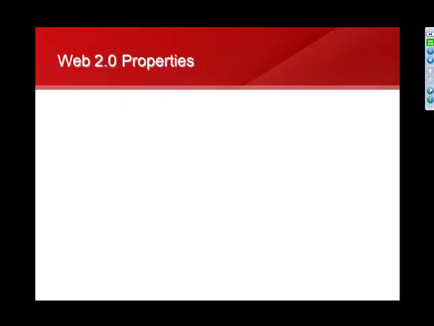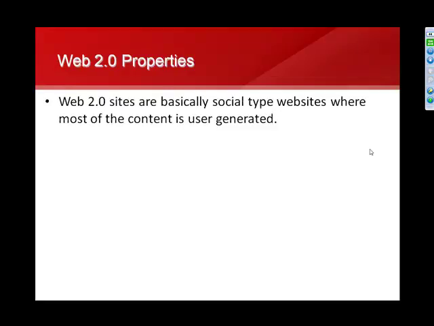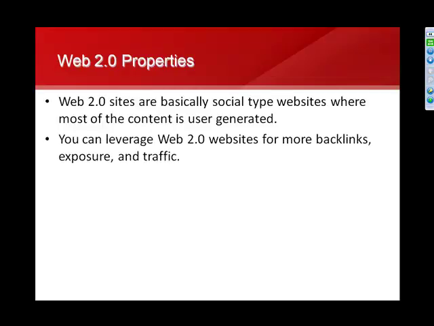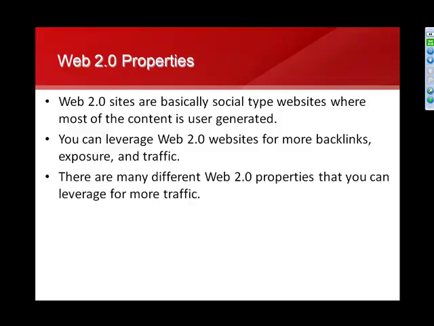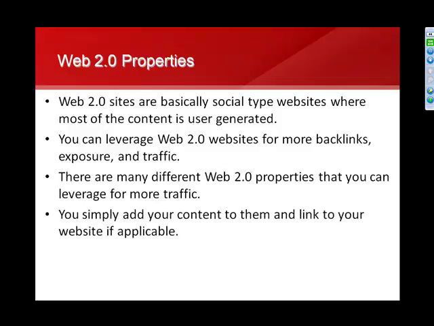So now we're going to jump right into Web 2.0 properties. This is actually part one of at least one other one about Web 2.0 properties, because there are a lot of them to use, and I want to make sure I have time for questions at the end. Web 2.0 sites are basically social type websites where most of the content is user generated, and you can leverage Web 2.0 properties for more backlinks, exposure, and traffic. There are many different Web 2.0 properties that you can leverage. You simply add your content to them and link to your website if applicable.